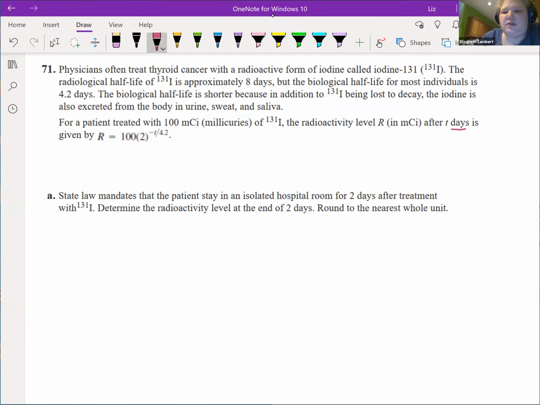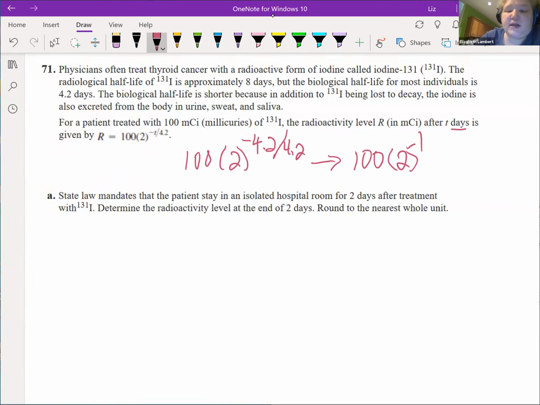So I want you to think for a second. 4.2 is the half-life. So if I plugged 4.2 in for T, I would get 100 times 2 to the negative 4.2 over 4.2. Well, negative 4.2 over positive 4.2 is negative 1. 2 to the negative 1 is 1/2. So we end up with 50 millicuries left after 4.2 days, which is what we're supposed to see.